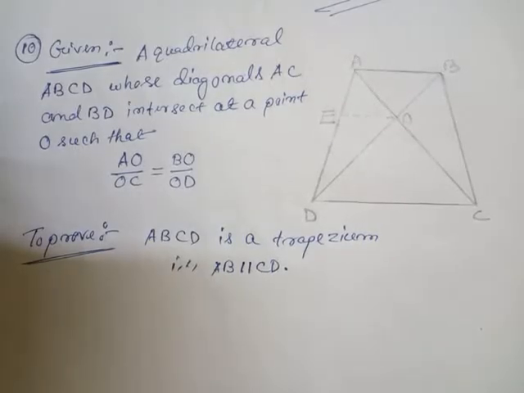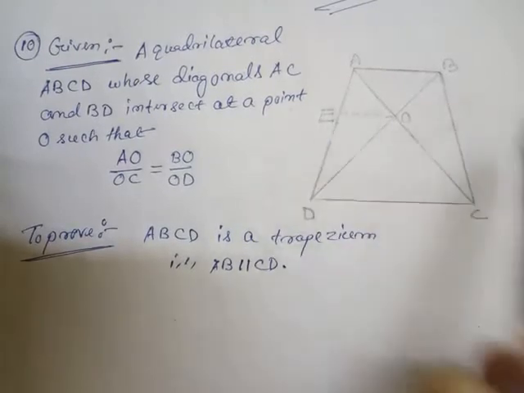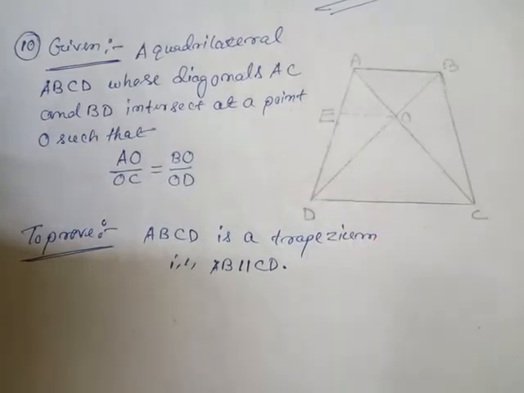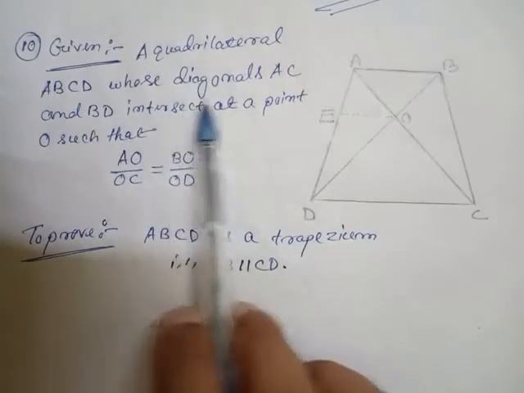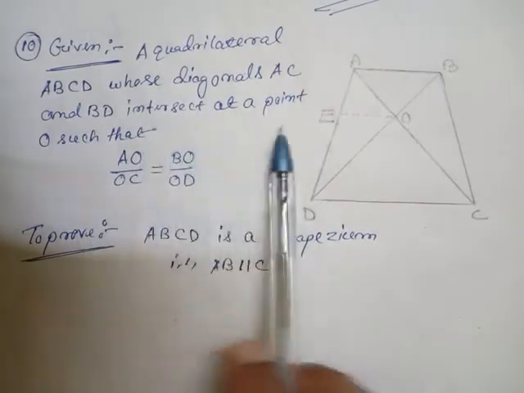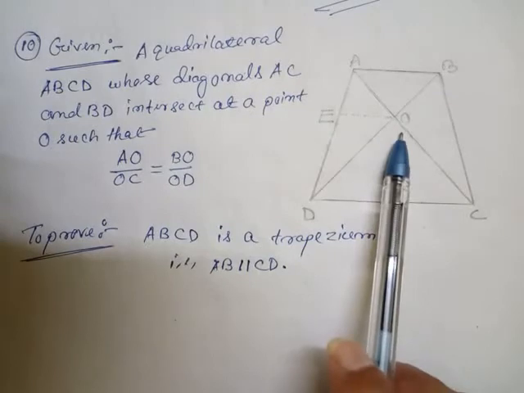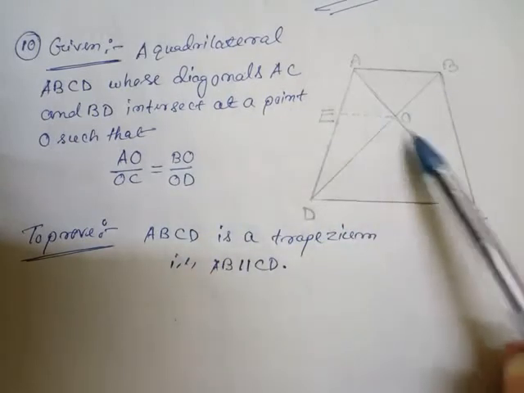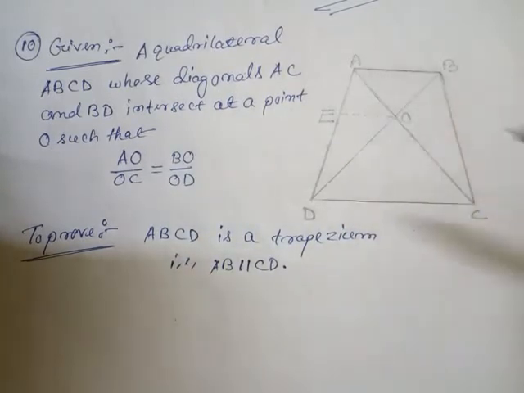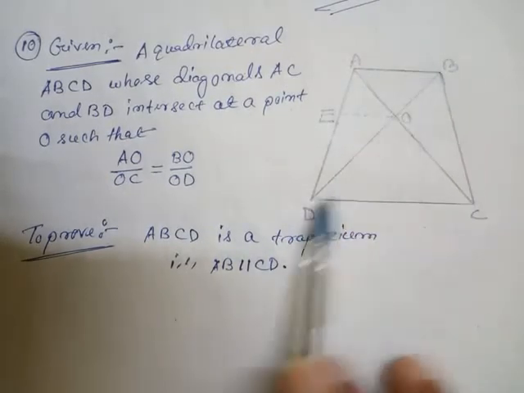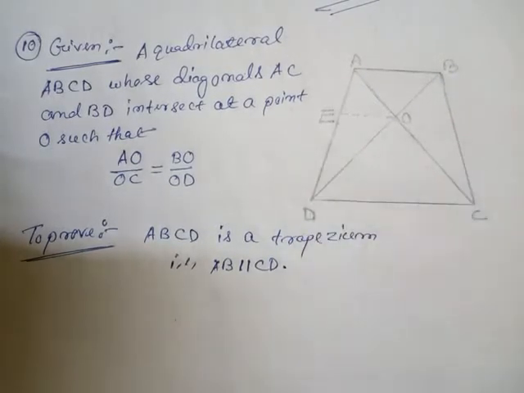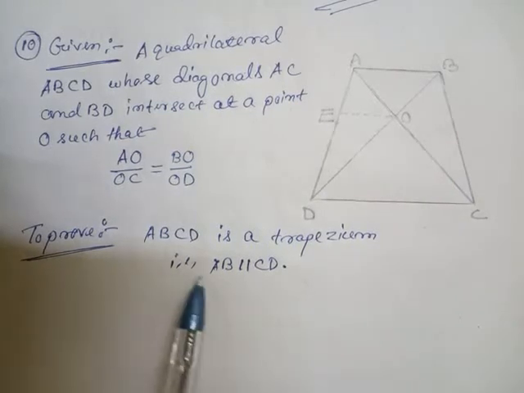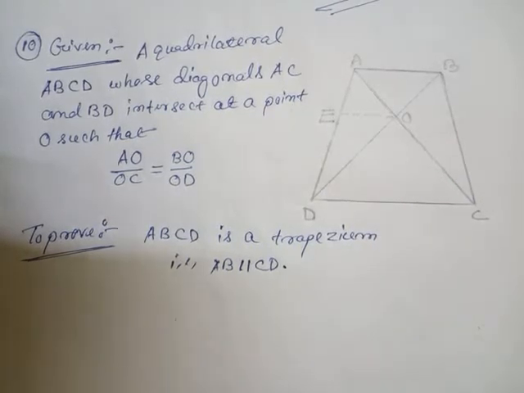Now look students, here is question number 10. As you can see in the diagram, ABCD is a quadrilateral whose diagonals AC and BD intersect each other at the point O such that AO by BO equals CO by DO. We have to prove that ABCD is a trapezium, which means AB parallel to CD. We know that in a trapezium, one pair of opposite sides is parallel and the other two sides are not parallel. So we'll have to prove that AB parallel to CD.